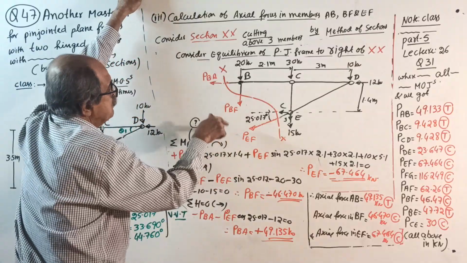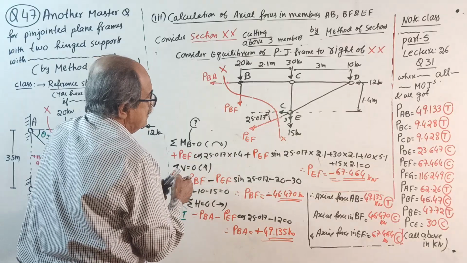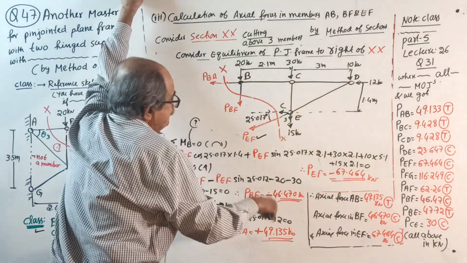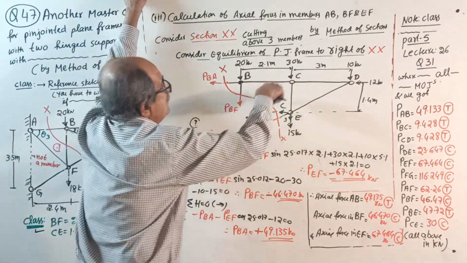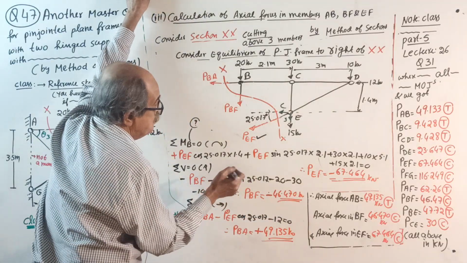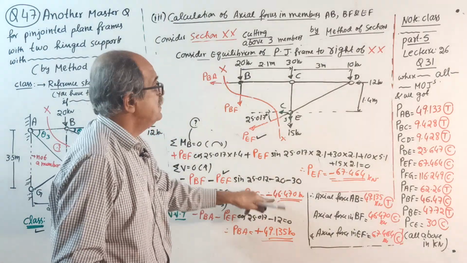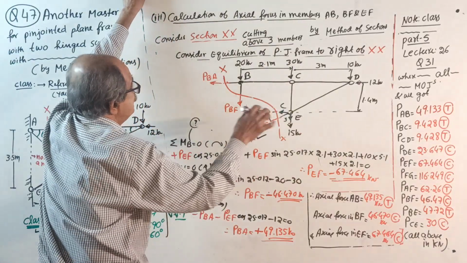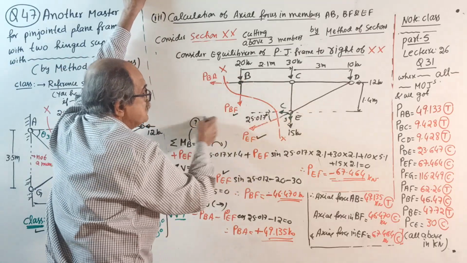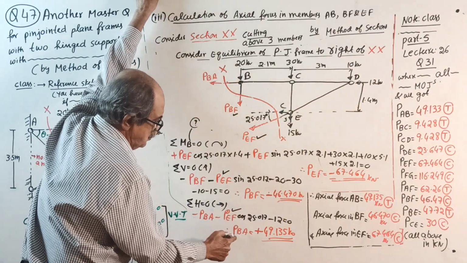Sigma V equals 0, upward positive. PEF is already calculated, you note it here. This is known. Minus PBF, minus this force into sine of this angle, minus 20, minus 30, minus 10, minus 15 equal to 0. Substitute the value of PEF, and you will get PBF as minus 46.470. Sigma H equals 0, right side positive. Last unknown, this also is over now. Minus PBA, minus this component, minus 12 equal to 0. This force is already known, substitute, and you get PBA.